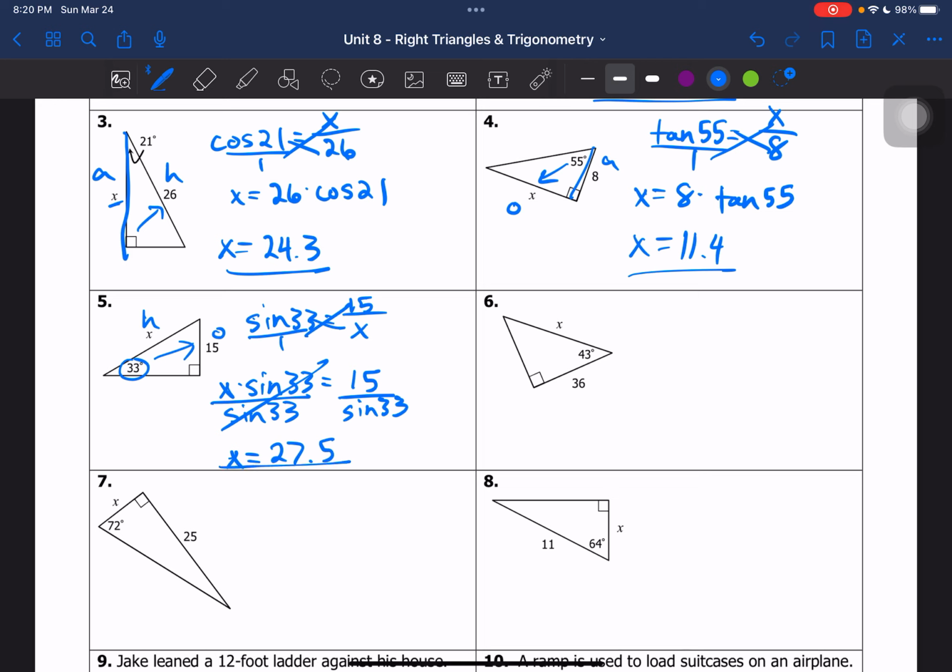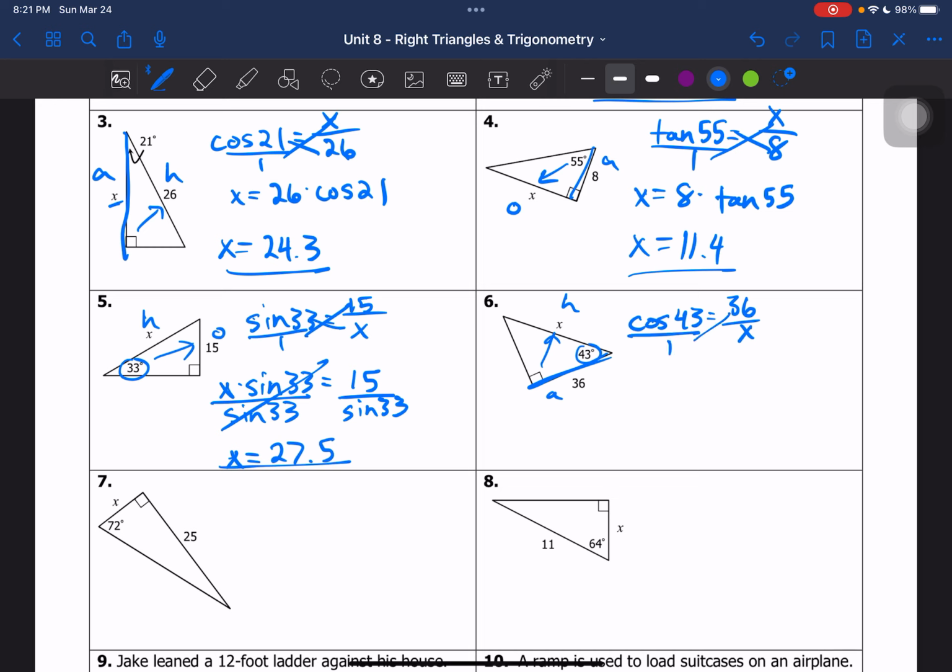Now let's look at 6. So I'm starting with this 43 degrees. I have this leg that's touching it, so that's an adjacent leg. And I want to know what the hypotenuse is. So the one that has adjacent and hypotenuse in it is cosine. So CAH from SOHCAHTOA. So I'm going to say cosine of 43 equals 36 over x, because I don't know what the hypotenuse is. So to solve, it's pretty similar to what we just did.